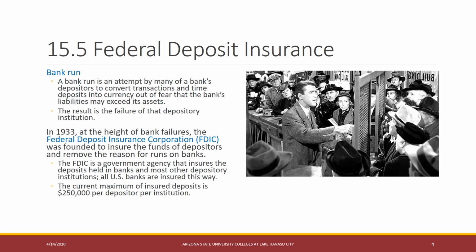In 1933, at the height of these bank failures, the Federal Deposit Insurance Corporation was founded to insure the funds of the depositors and remove the reason for ruinous runs on banks. In 1934, Federal Deposit Insurance was extended to deposits in savings and loan associations and mutual savings banks. In 1971, it was offered for deposits in credit unions.